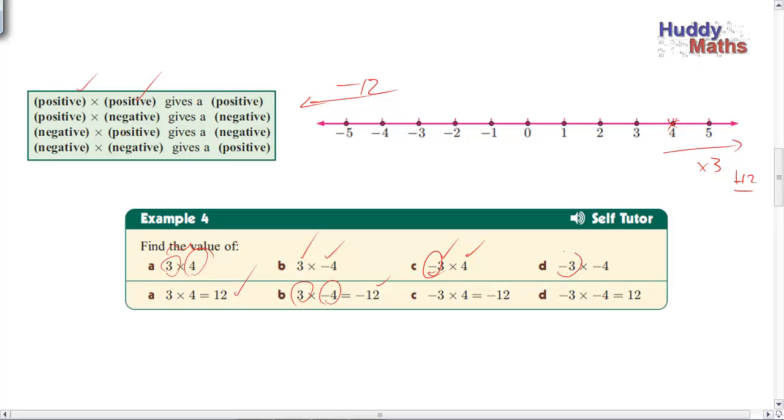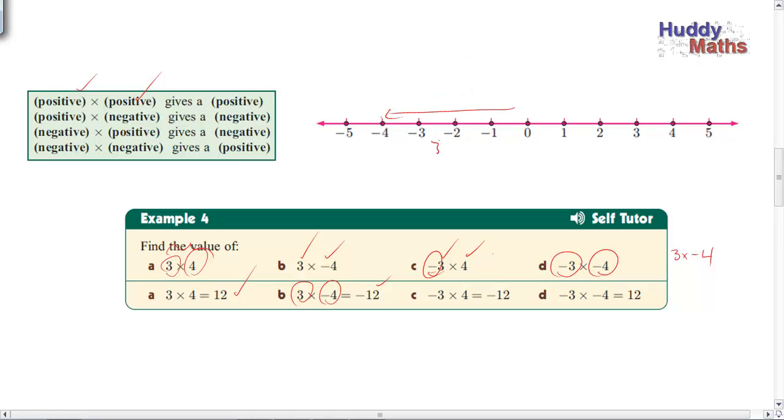Okay, what about negative times a negative? That's a bit of a harder one. So let's look at that. Let's look at -3 times -4. So let's think about what was 3 times -4. We did that before. -4 is to there, and we're going to do 3 lots of it.